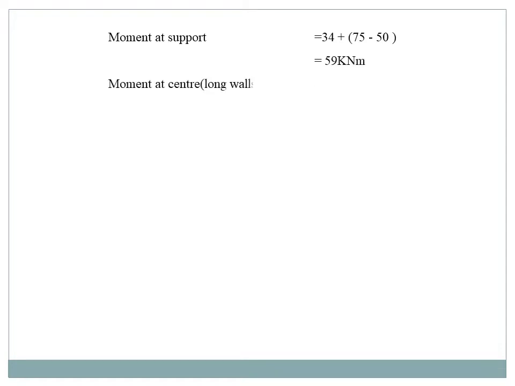Then moment at support. So 34 plus 75 minus 7. For our example, we have four sides of walls, but we need to find out the support. So we have four supports. For any one support, at one corner, you subtract the remaining two side wall moments, the B and C moments. So 34 is the one side corner moment, and 75 minus 50 is the B and C side moments. So the moment at support is equal to 59 kilonewton meter.